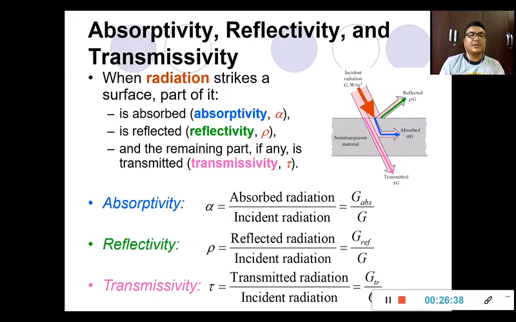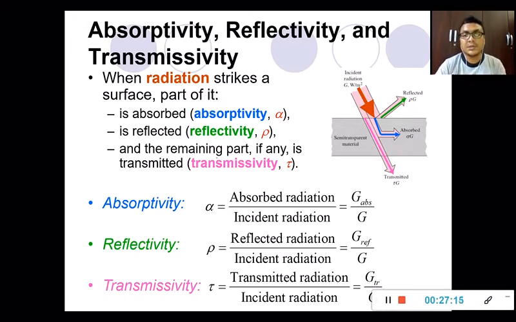Okay, next we have a combination of three of these: the first one is absorptivity, the second one reflectivity, and lastly transmissivity. When radiation strikes a surface, part of it is absorbed, part of it is reflected, absorbed by alpha, reflected by rho, and lastly the remaining part, if any, is transmitted. Transmissivity is tau.